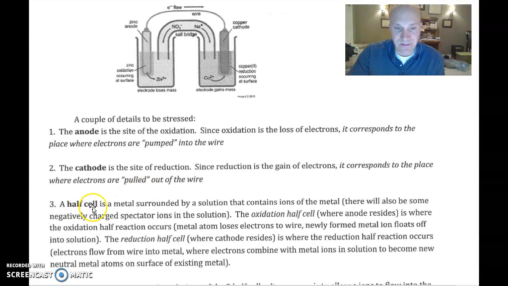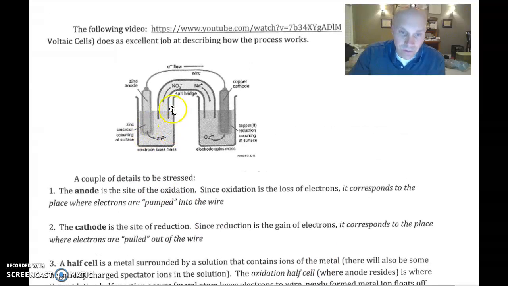There's also this term half cell. In general, a half cell is a metal that's surrounded by a solution that contains ions of that metal. So this right here is a half cell because it contains zinc metal right here, but it's got a solution of zinc sulfate. And so that's what makes it a half cell. It's a metal inside of a solution that's got ions of that metal. This is also a half cell because it's got copper ions from the copper sulfate in the solution, but it also has a bit of the copper metal.